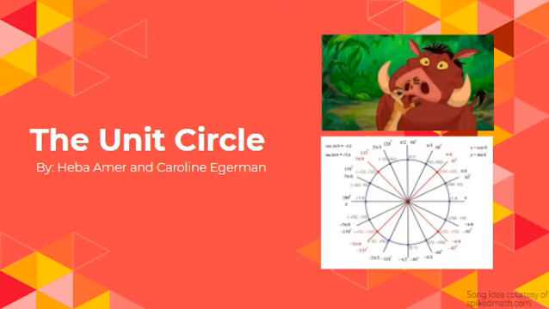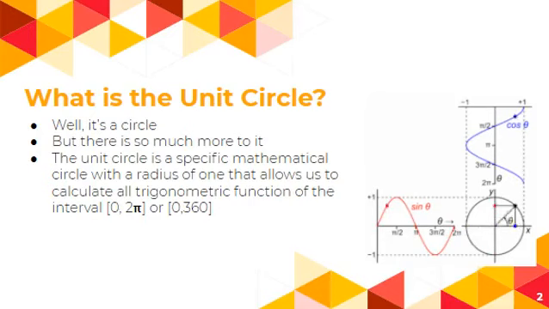Wait, Caroline, so what is the unit circle? Isn't it just a circle? Well, it is a circle, but it's not just any regular circle. This is a special trigonometric circle. It has a radius of 1 that allows us to calculate all 6 trigonometric functions on the interval of 0 to 2 pi, otherwise known as the interval from 0 to 360 degrees.